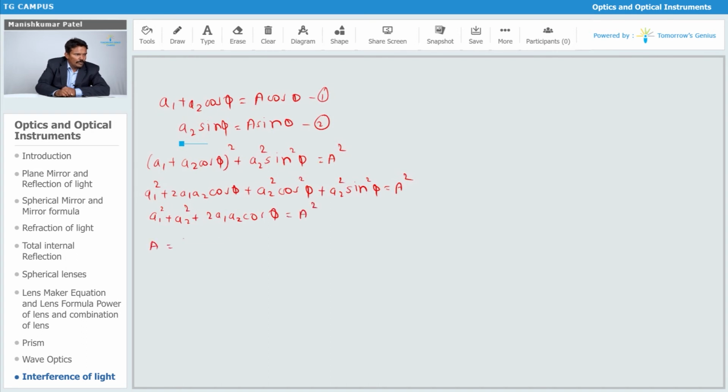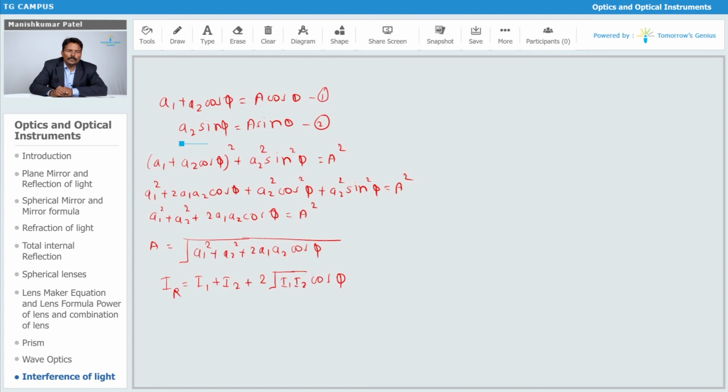So A is equal to the square root of a1 square plus a2 square plus 2a1a2 cos phi. Or you can also write it in terms of intensity: the resultant intensity is proportional to the square of the amplitude. So this is I1 plus I2 plus 2 times the square root of I1 I2 times cos phi. That is how you can find the resultant intensity for that case.